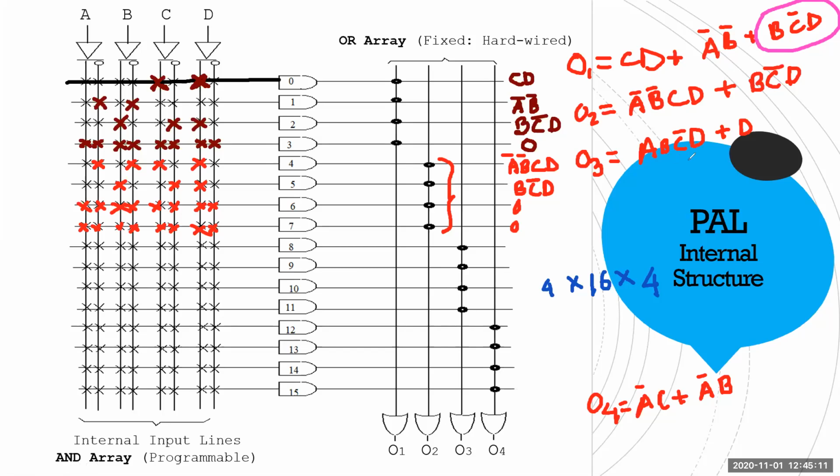And next one is what? A, B, C bar, D. Let's take a new color. So the next one is this one: A, B bar, and A, B, C bar, D. Next one is only D. Only D will be there. This is D. And what else? Nothing, right? All of them will be zero, connected.